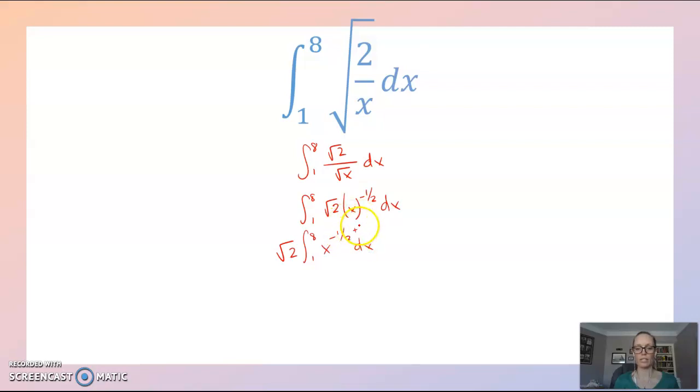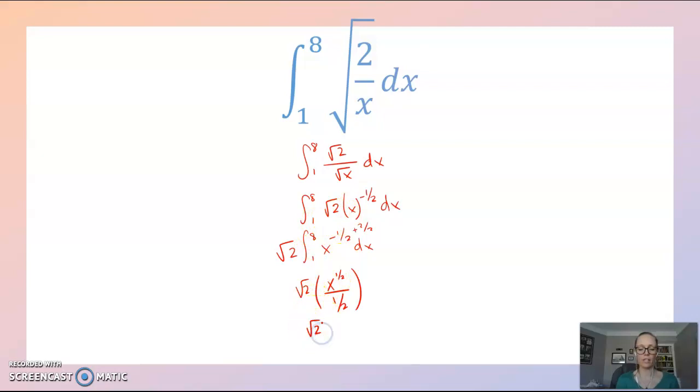So I'm going to add 1 to the exponent, which means I'm adding 2 over 2, and divide by that new number. So now I have the square root of 2 times x to the 1/2 divided by 1/2. Remember, we're not using a plus c because we're just evaluating our function at each of these points.